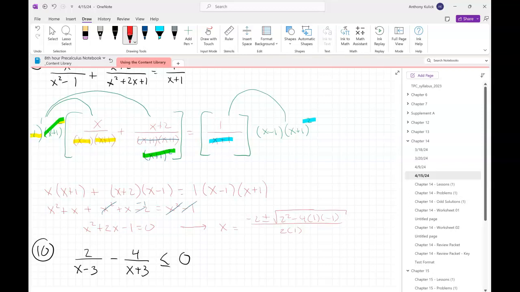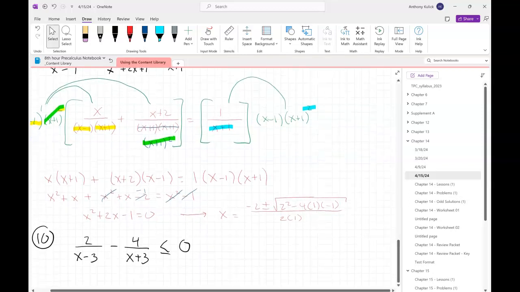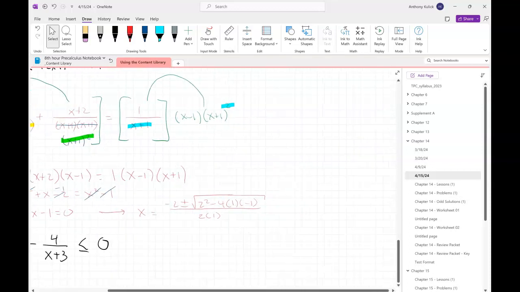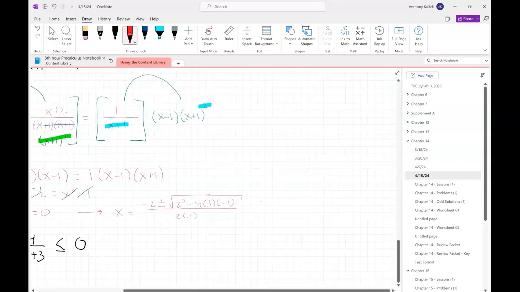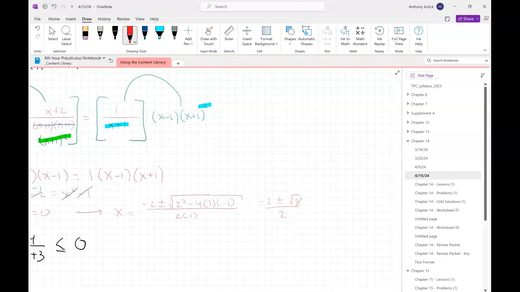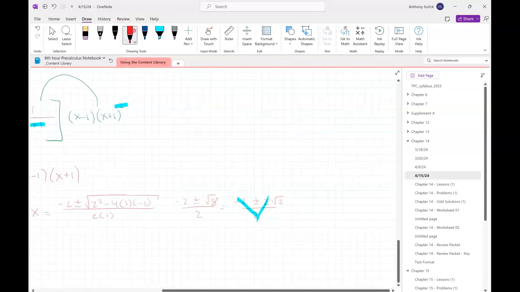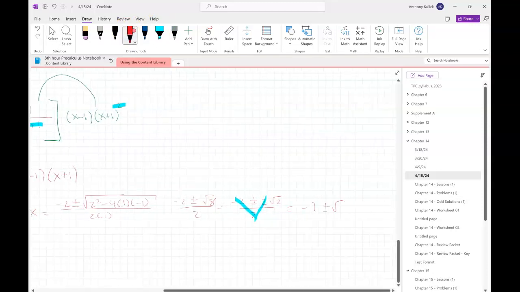All right. So 2 squared is 4, and then 4 times 1 times negative 1 is 4. So 4 plus 4 is 8. I know 8 is 4 times 2, so the square root of 8 is the square root of 4 times the square root of 2. And I can reduce those like that. Oops, shouldn't circle it yet.